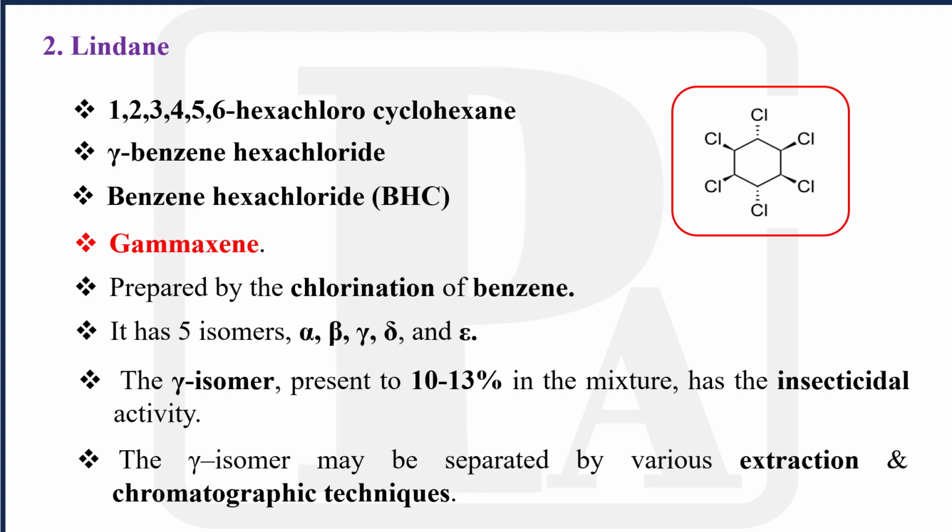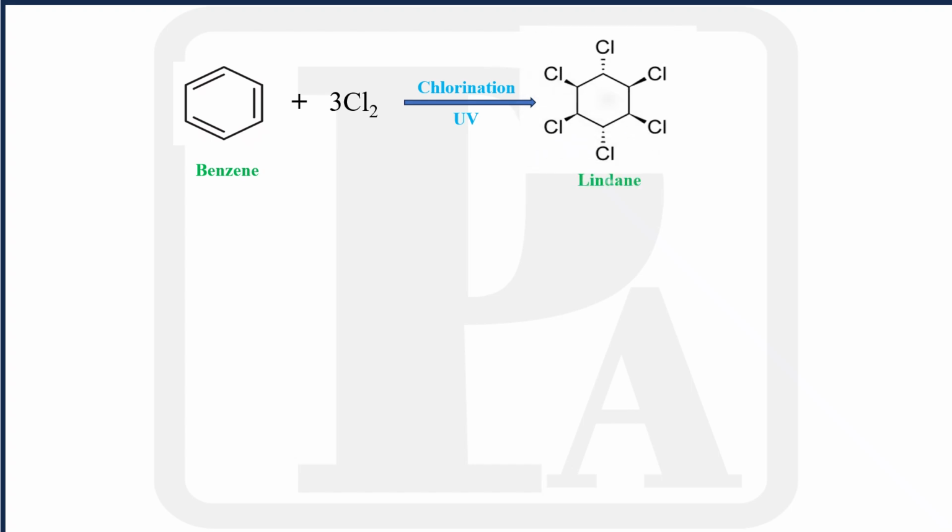So now we'll see the synthesis of lindane. For this, first we are taking benzene that undergoes chlorination. Three molecules of chlorine are added in the presence of UV light. So we are getting lindane.